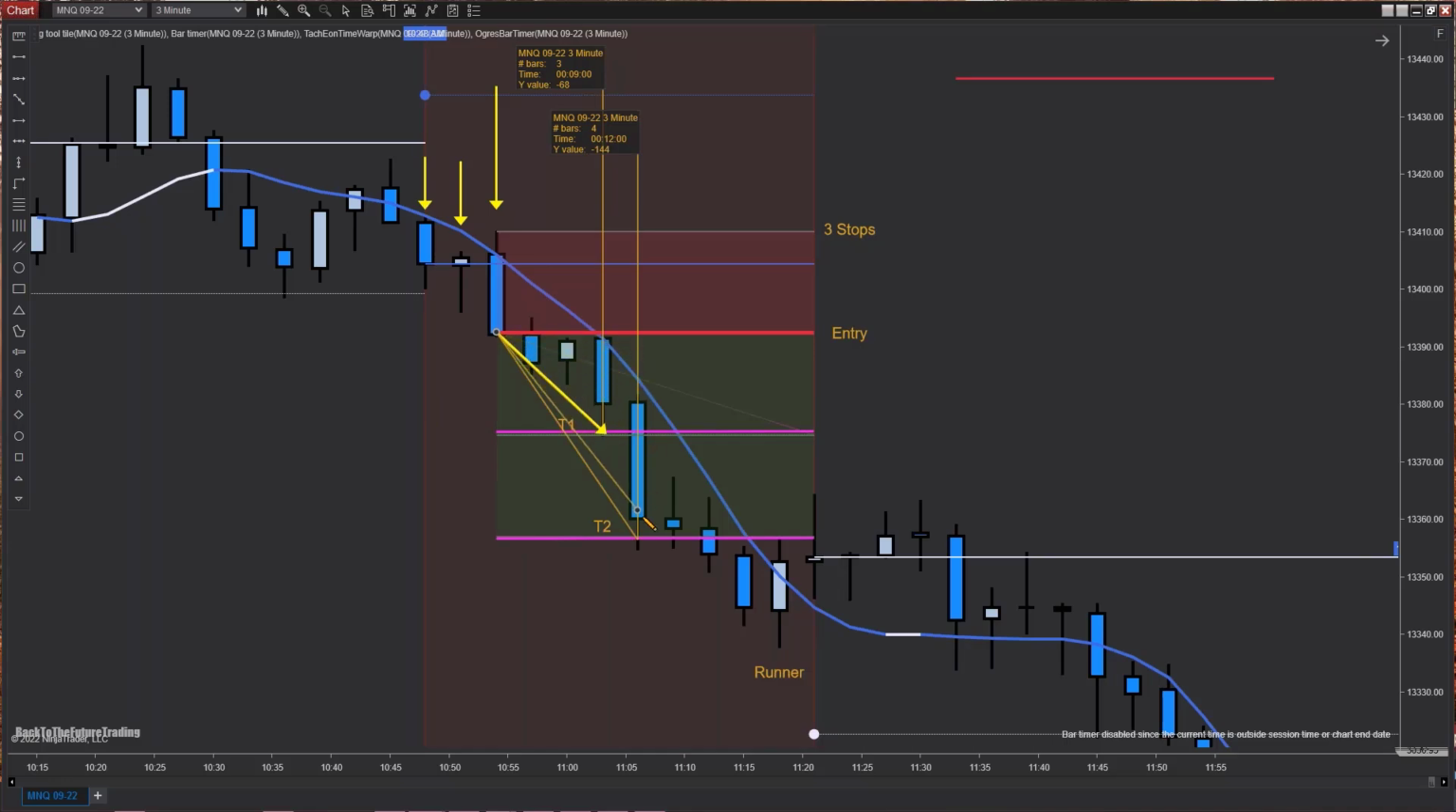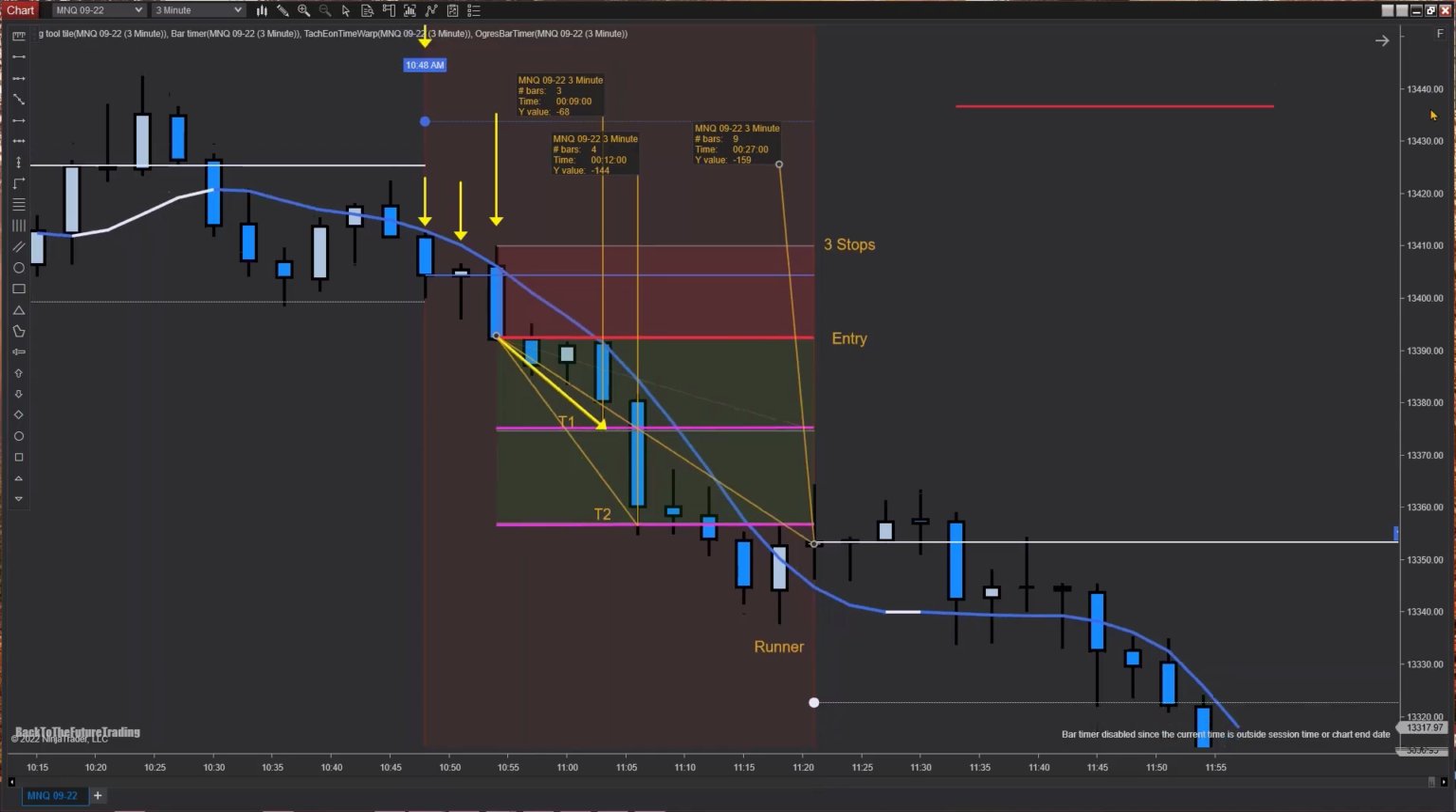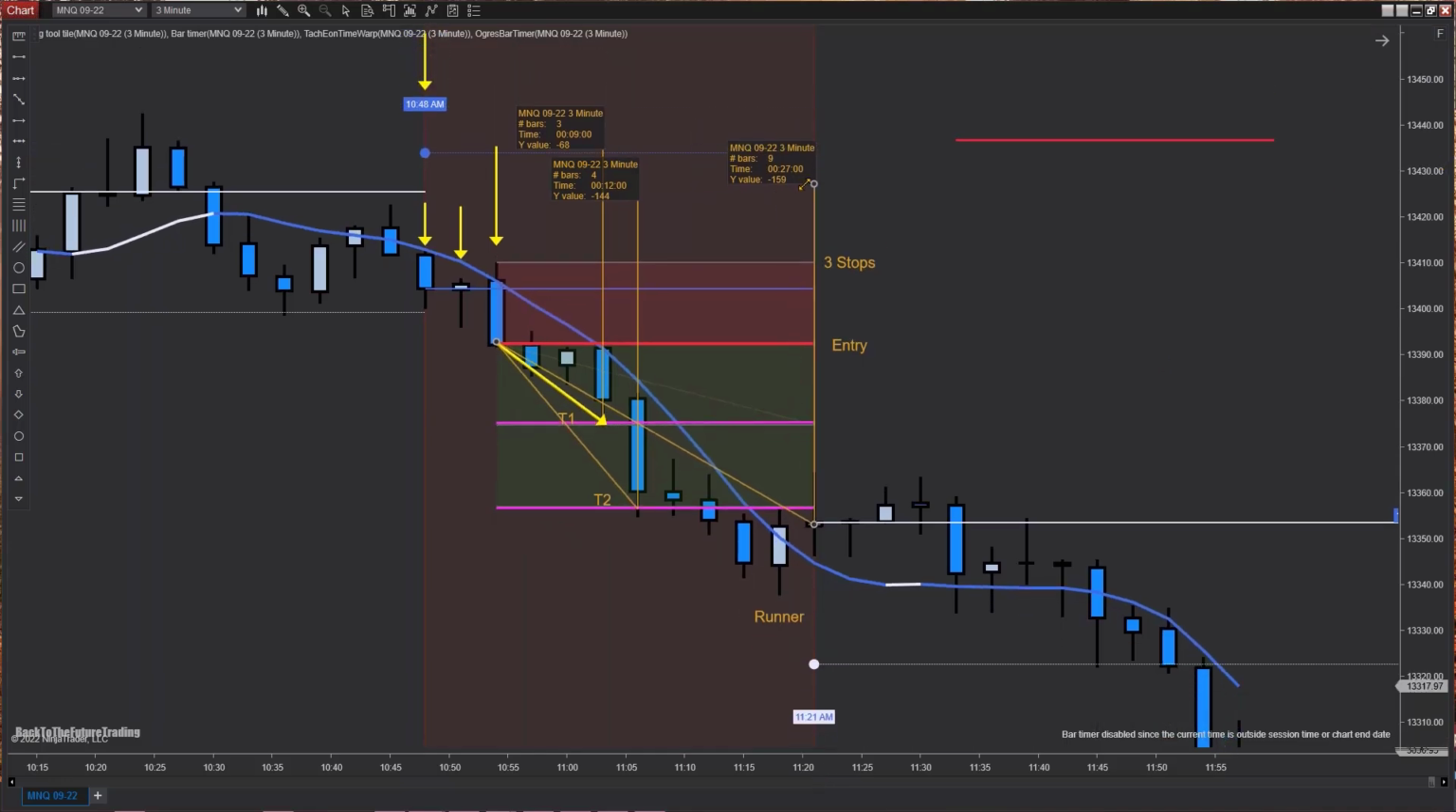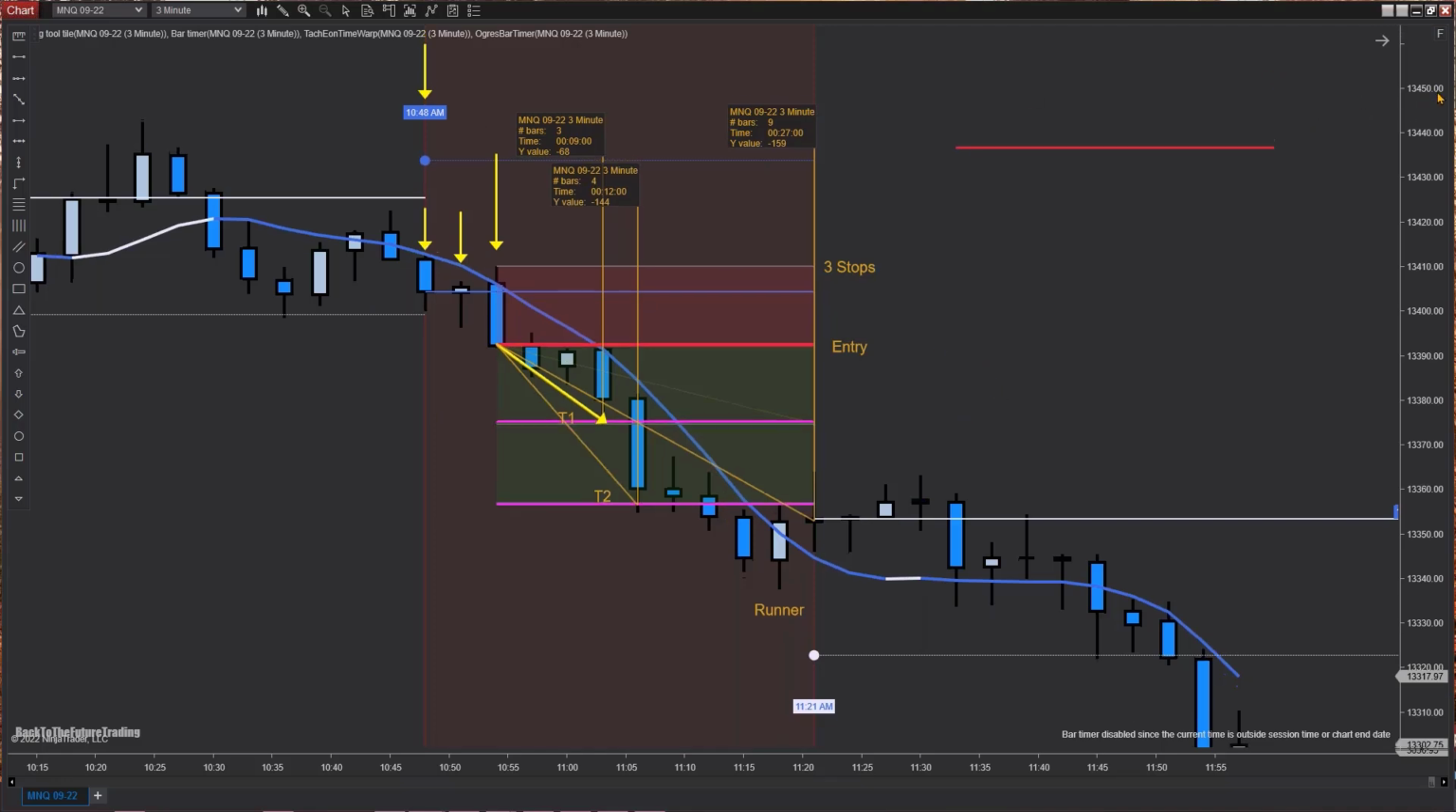And our second target is 144, and our runner continues down to a max excursion of 222, and then comes back up and closes at the 11:21 buy dot for 159 ticks. If neither target 1 or 2 were hit, and we come into our next buy dot, we just have to close all 3 positions and wait to see what happens on the next signal. So I feel like that's a pretty good explanation of a short.